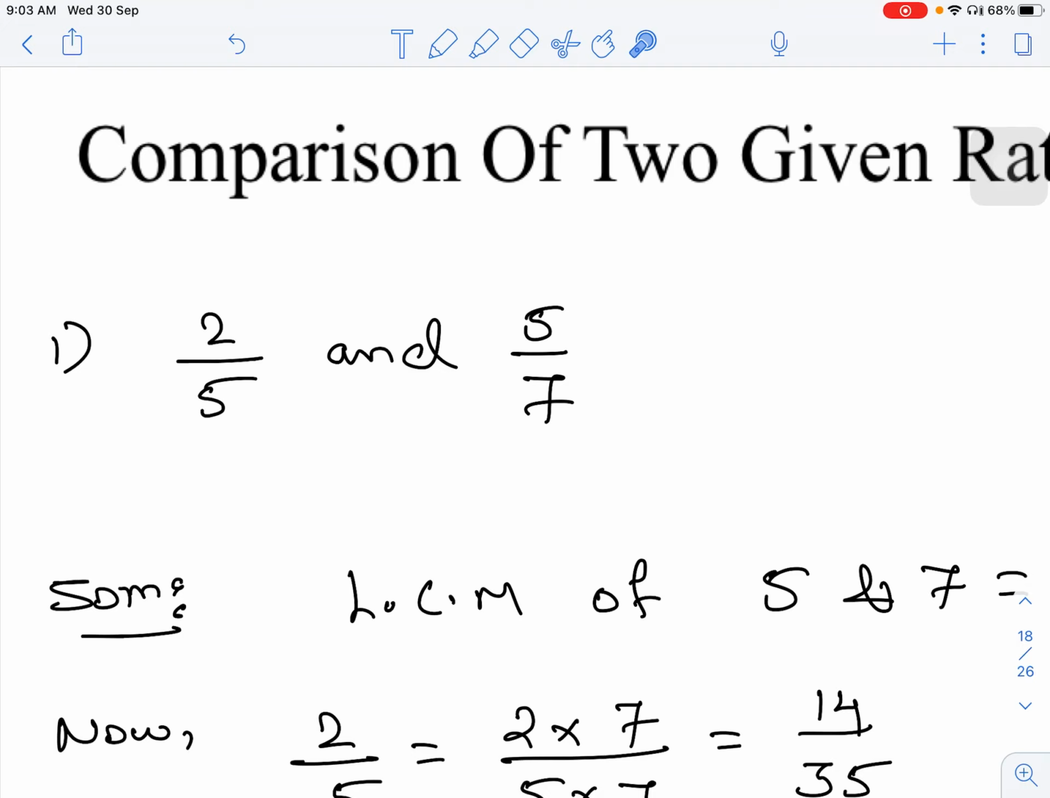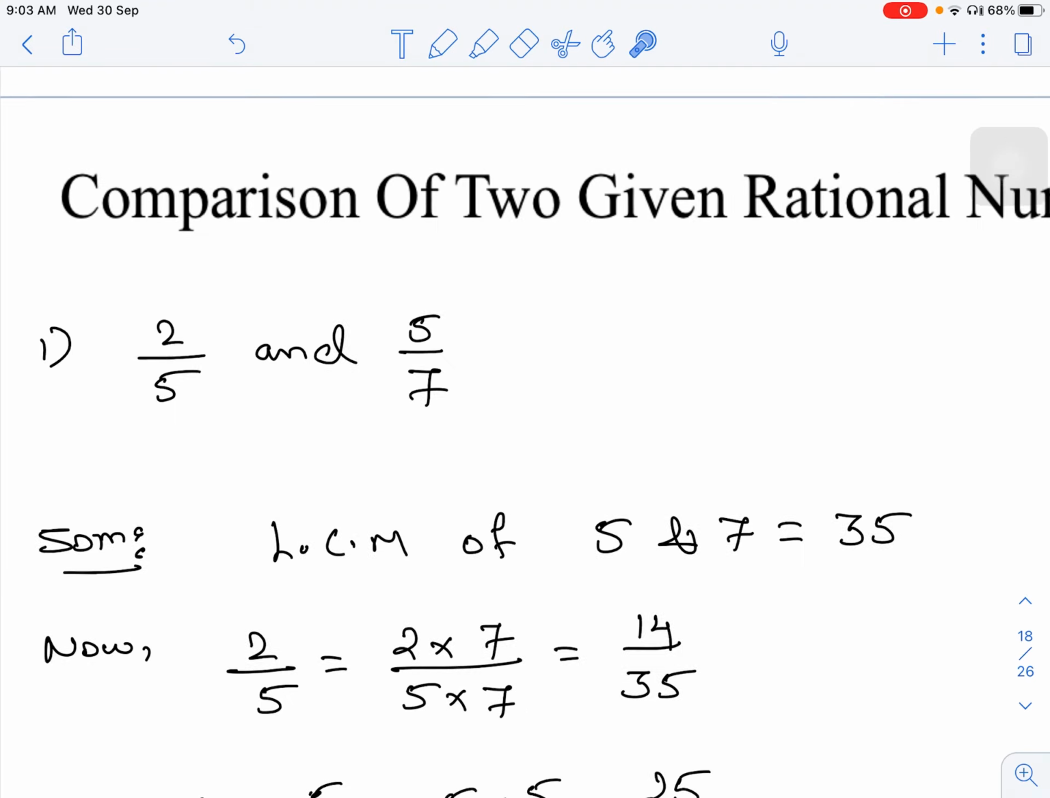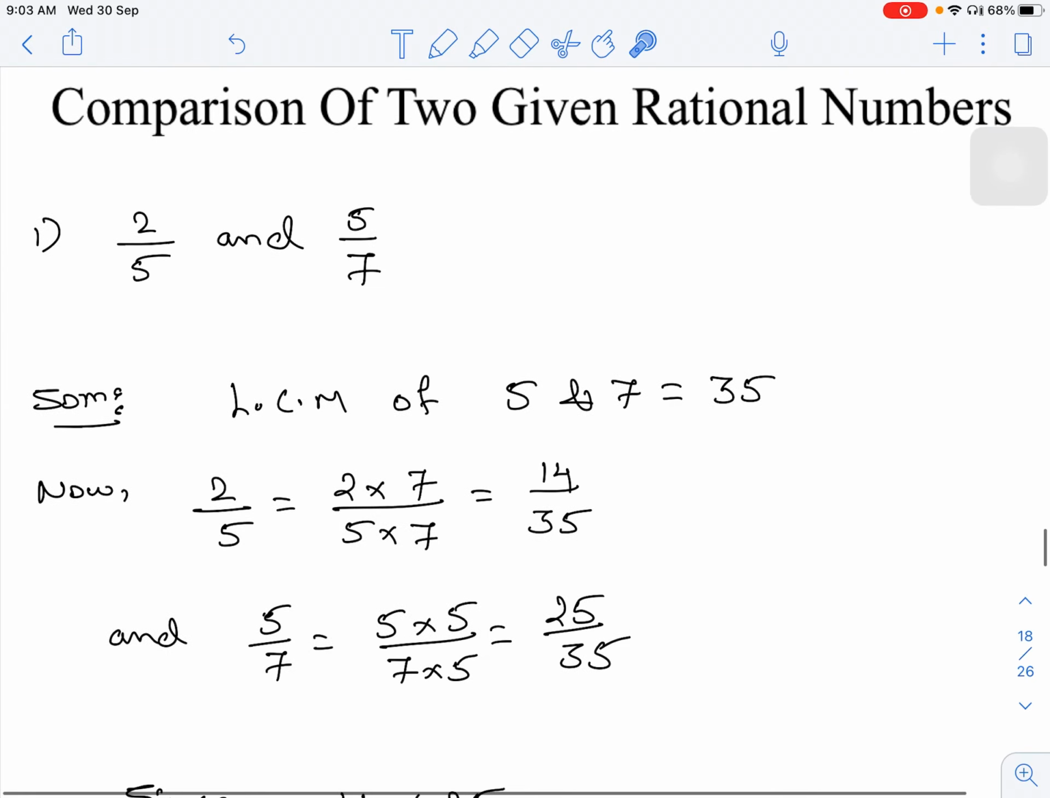Now make it a rule, or just clear one concept. Whenever you want to compare between two rational numbers, both of them should have the same denominator. Unless they have the same denominator, we cannot compare between them. Now to make this denominator same, we have to find their LCM, and you all know how to find the LCM. So now let us proceed further.